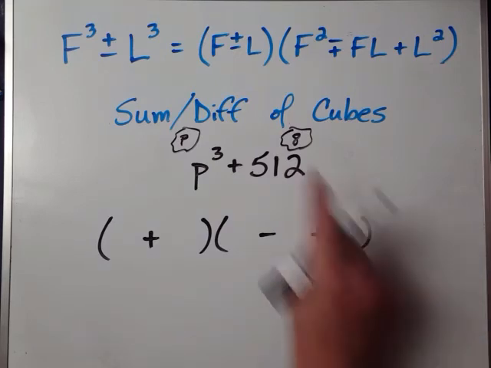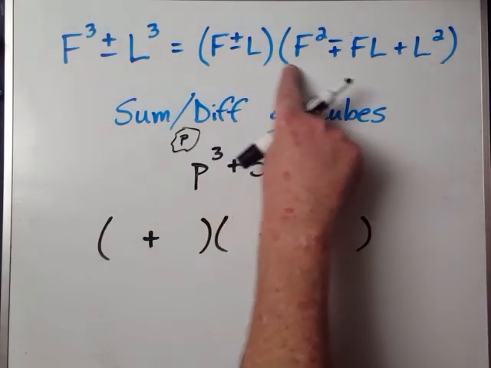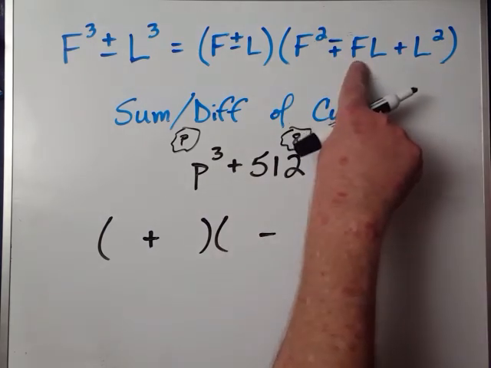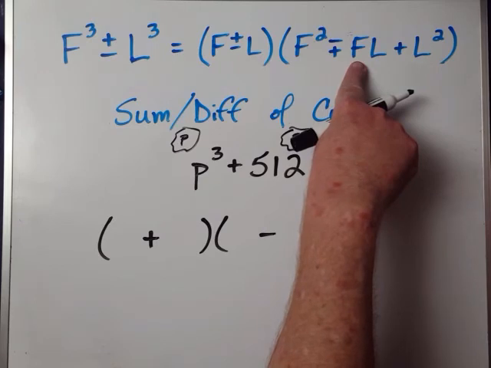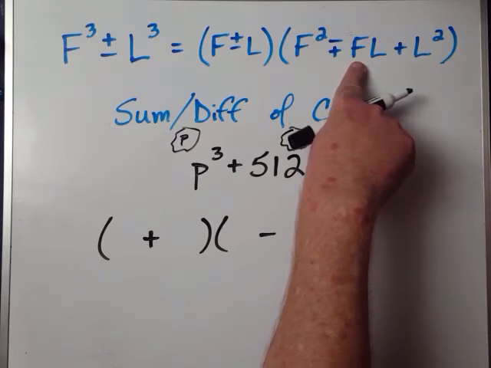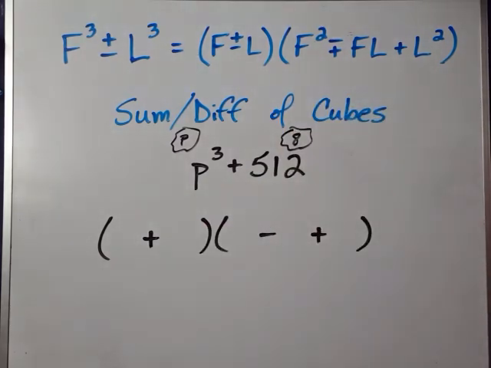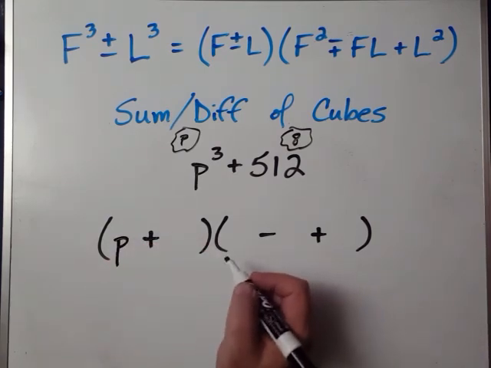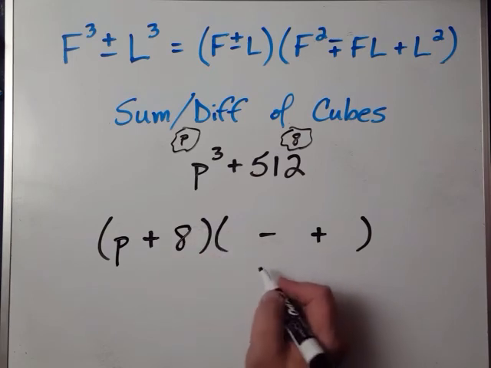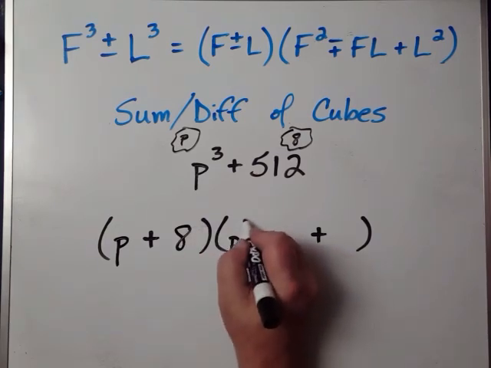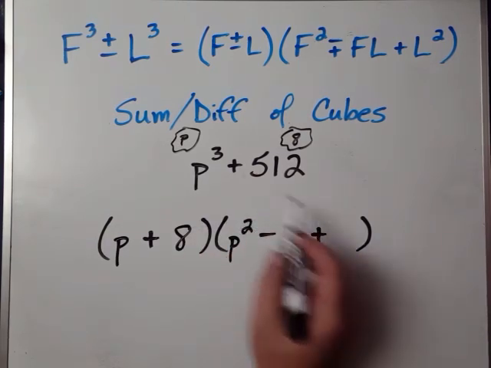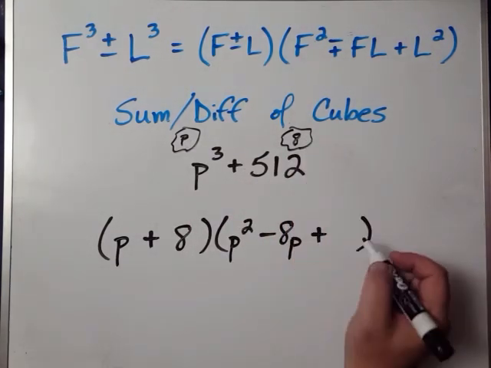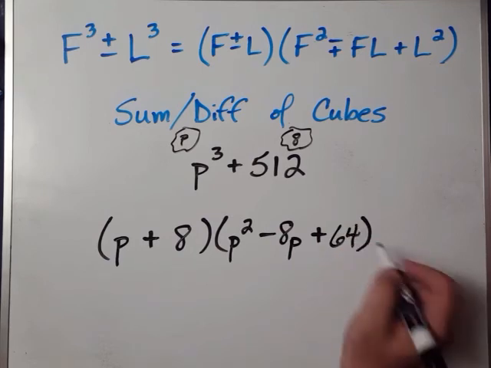Then I fill in my blanks with the first, the last, the first squared, the first times the last, and the last squared. Again, don't make the mistake of doubling this first times the last. That has nothing to do with this kind of problem. So we fill them in. The first, that's p. The last, that's the 8. The first squared, p squared. The first times the last, p times 8 is 8p. And the last squared, 8 squared is 64.